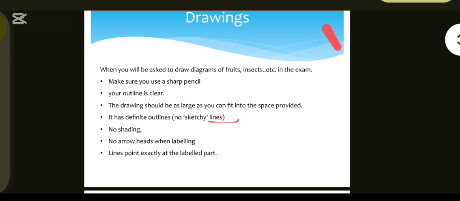That is to make sure to use a sharp pencil. Your outlines must be clear. There should be no shading or sketchy lines. No arrowheads when labeling, and straight lines. What do I mean by no arrowheads when labeling?